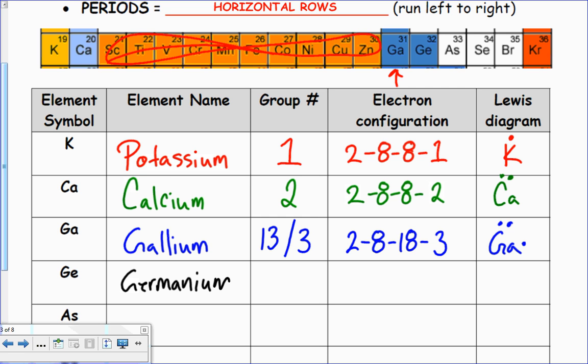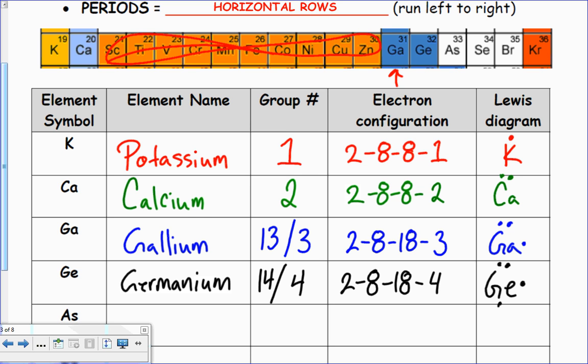And it is named after Germany. It is in group 14, but main group 4. Its electron configuration is 2, 8, 18, 4, and we would give its electron dot diagram as Ge with 1, 2, 3, 4 dots.